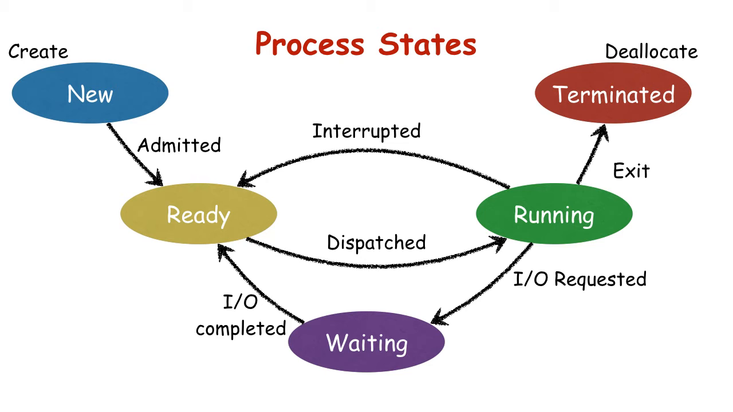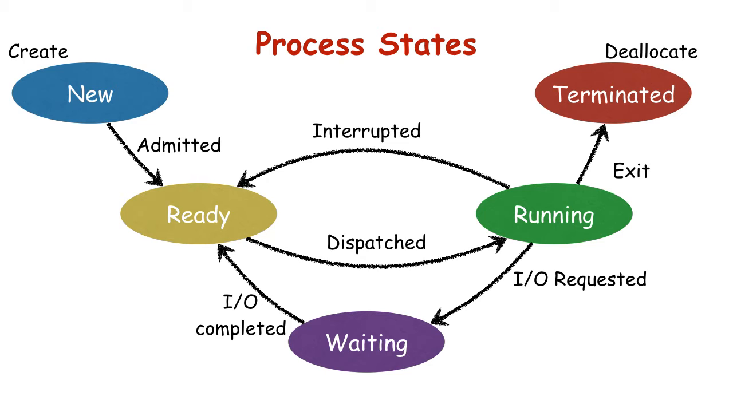And from the running state, it can either exit when it is completed and go to the terminated state, or it can go to the waiting state if it requires some other resource to be used, like an input output request. And when it completes that operation, it goes back to the ready state, and then after going to the ready state, it is dispatched again to the running state to complete its execution.